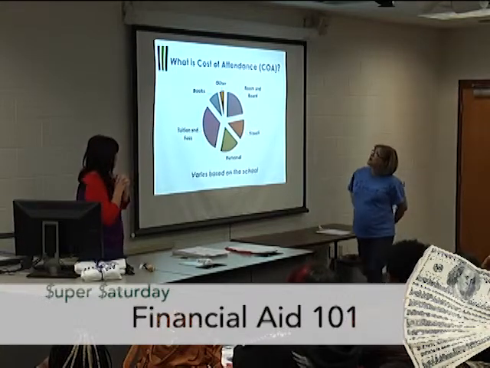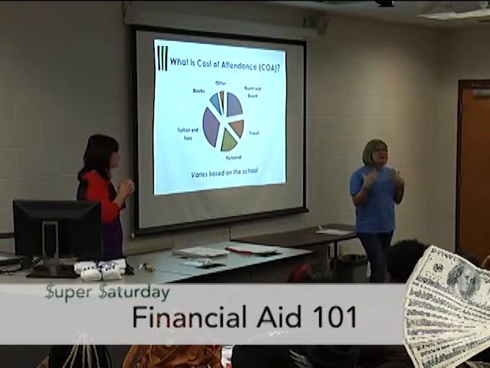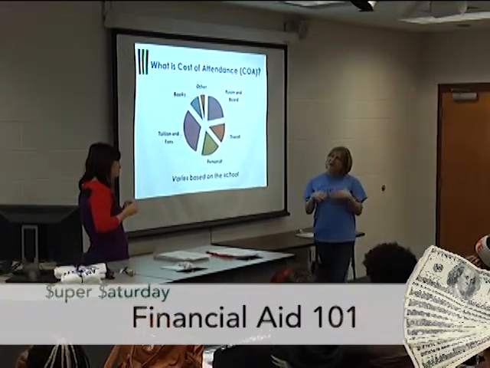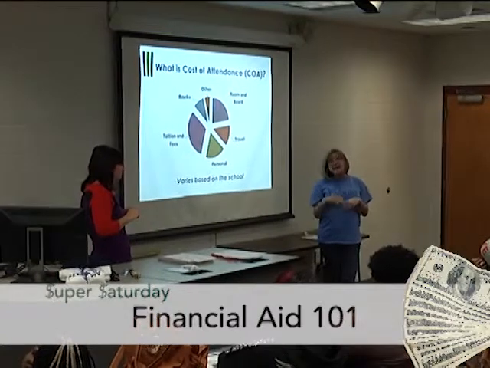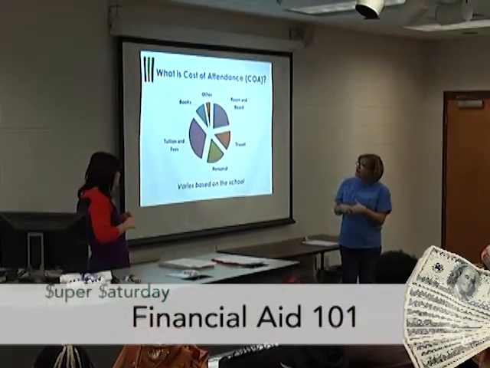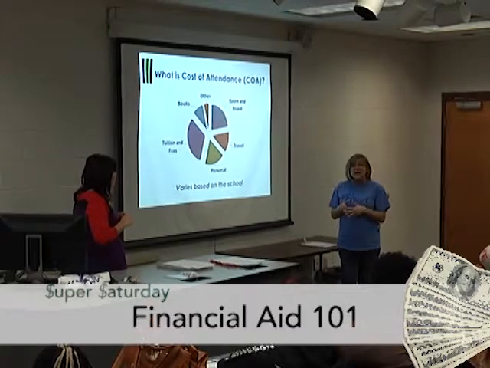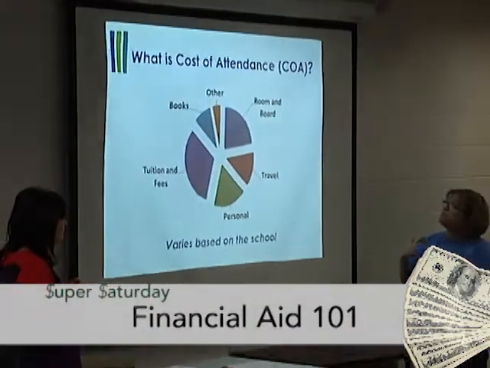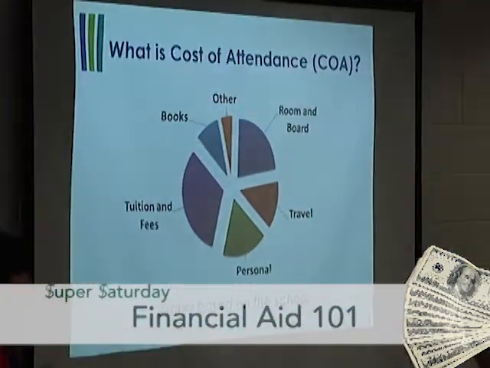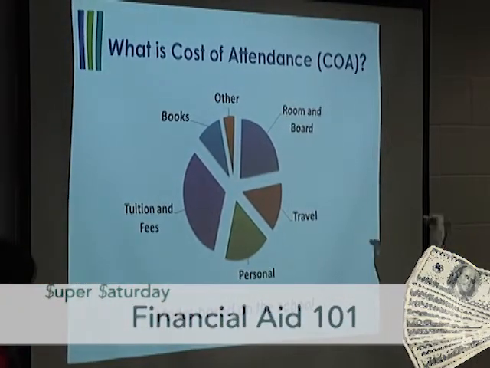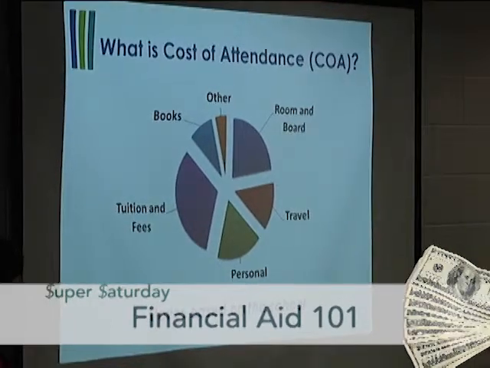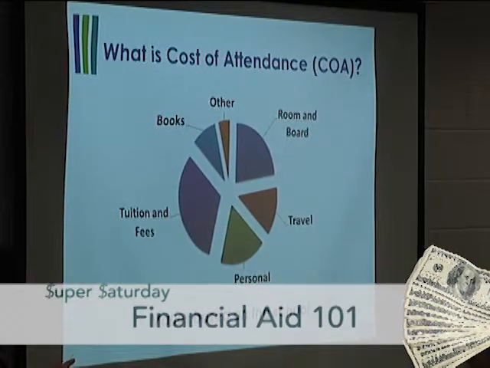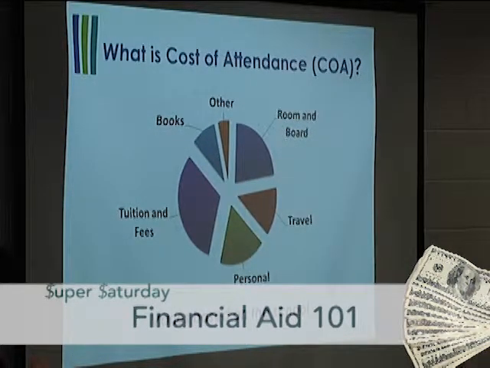So, go ahead, Sharon. Okay, so when you think about the cost of attending college, most of the time the only thing people think about is their tuition. That's a part of it. However, if you're going to live on campus, you've got room and board. If you are going to live off campus in an apartment or something, you still have to pay rent and utilities. That's the same as room and board. And even if you live at home, there are lots of expenses that you're going to incur.